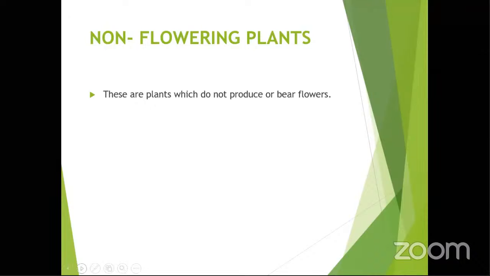You can simply say, do not produce flowers, and we shall mark you correctly. These are plants which do not produce flowers. Produce is the same as bear. So don't fear anything. If they ask you to define that, simply say these are plants which do not produce flowers. If you don't want to use the word produce, simply say non-flowering plants are plants which do not bear flowers. But don't use both.